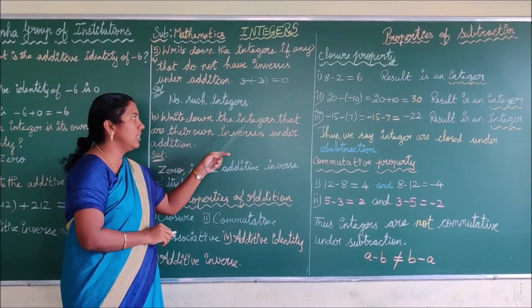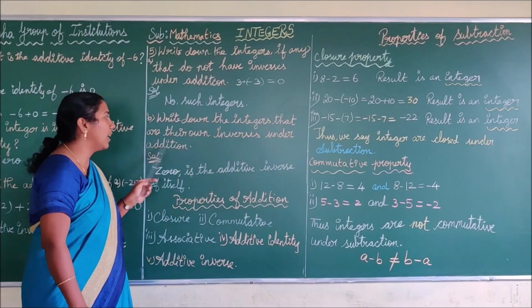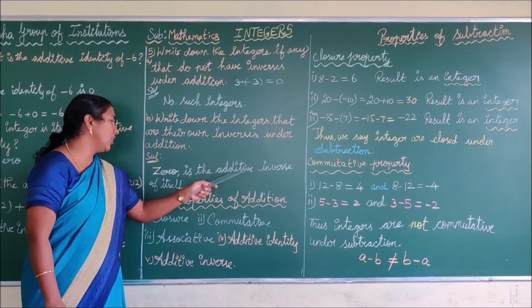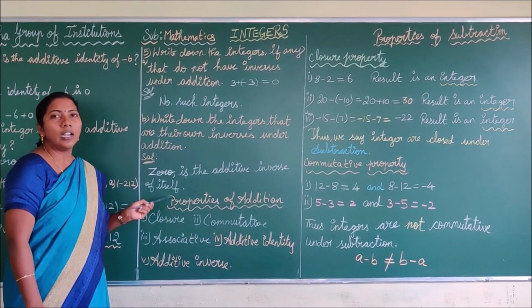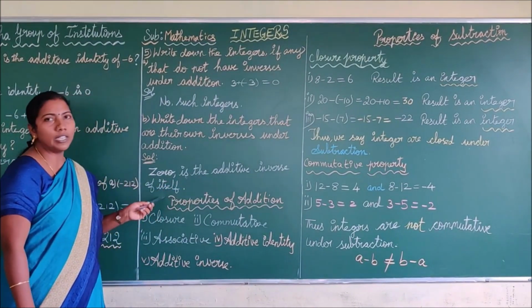Write down the integers that are their own inverses under addition. So, what is the answer? Yes, 0 is the additive inverse of itself. That is the only element. 0 is the additive inverse of itself.